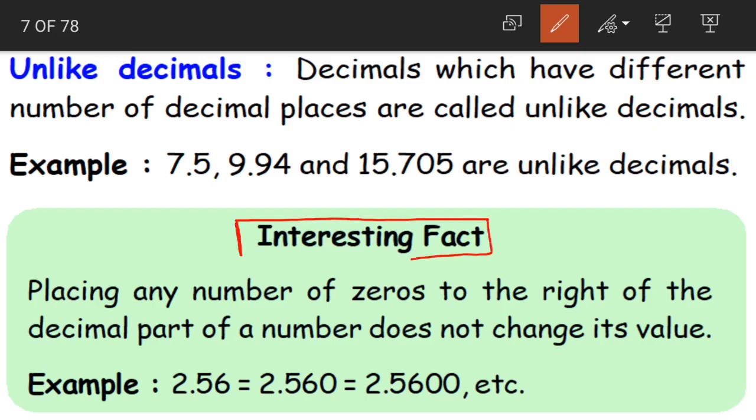Now if you look at an interesting fact here, placing any number of zeros to the right of the decimal part of a number does not change its value. Example, 2.56 is equal to 2.560, which is equal to 2.5600, etc. See children, if I have a number 6 and I write it as 06, this is also equal to 6. Yes, if I write 006, it is also equal to 6.